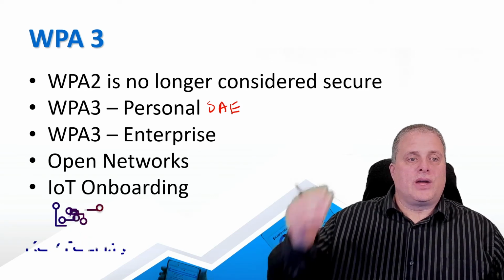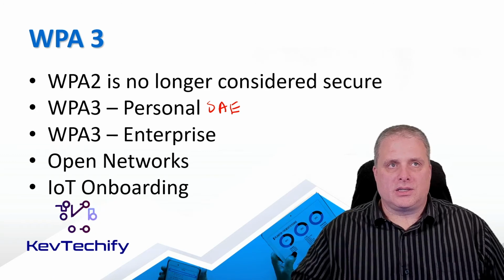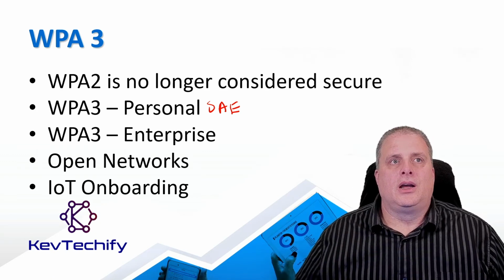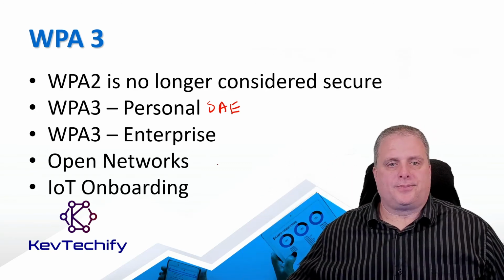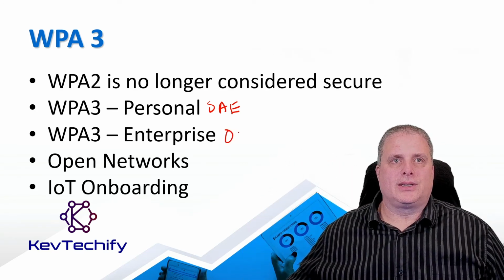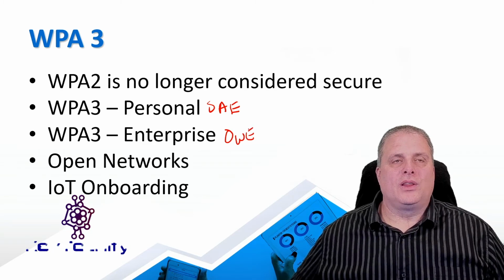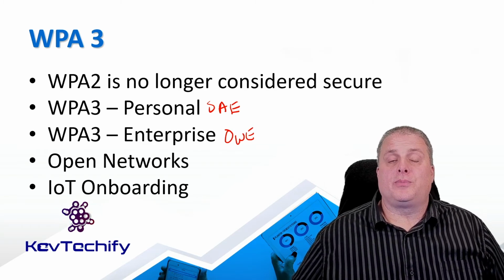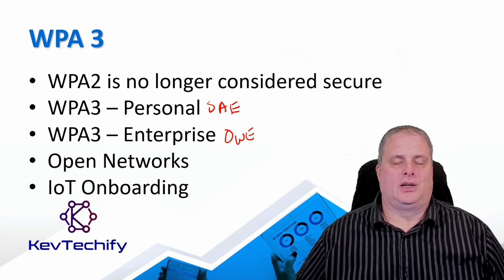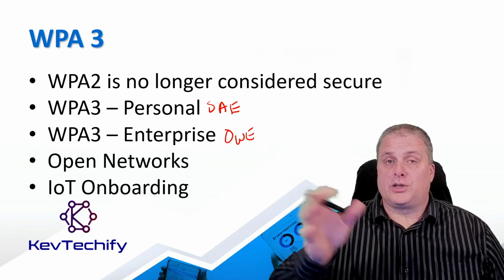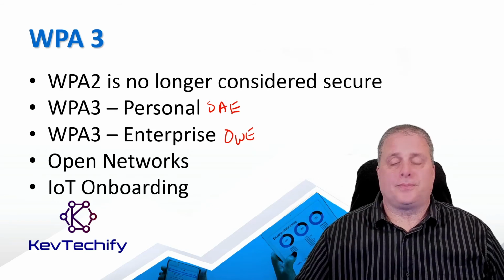Now, we also have the open networks here. It doesn't use any authentication, but it will use something we call opportunistic wireless encryption. And what that does is it will actually encrypt the traffic, but there is no authentication to use it. And so that's a little bit different there. It'll encrypt the traffic, but there's no authentication to use it.